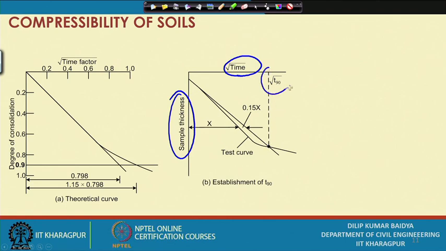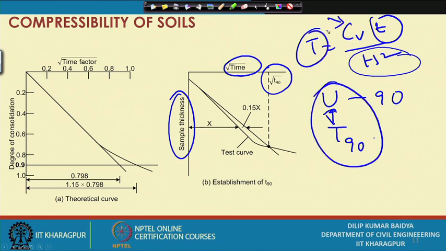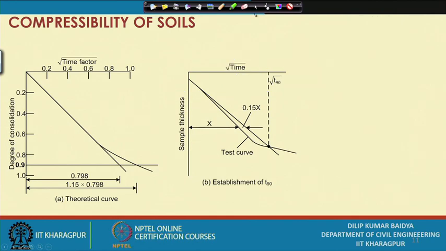So, t90 you will get from the test here, and for U90, the corresponding T90 I can get from the relationship between T and U. So, once you get T equal to CV t by H square, when you carry out the test, H is known, t we are getting from here, and T you are getting from this relationship. So, the only unknown is CV. So, CV can be determined like this, that is by the root time method. This is one method, and I will discuss one or two methods again later on.